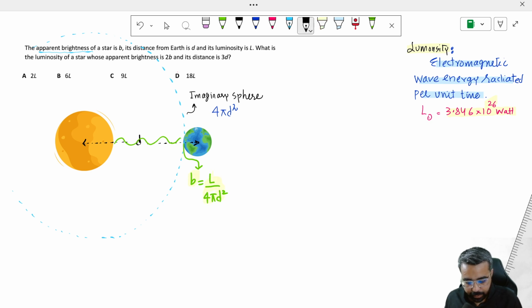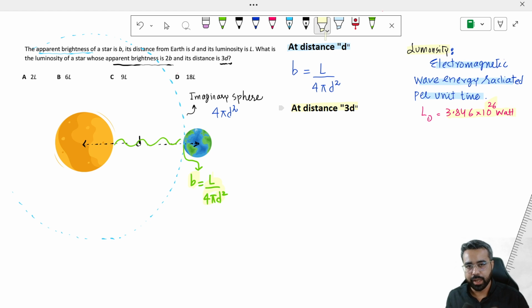They are asking: if the apparent brightness of another star is 2b and we increase the distance to 3d, what will be the luminosity of the star? So students, let's calculate. The apparent brightness at distance d is B equals L over 4 pi d square. Now at distance 3d, we know the brightness is 2b, so 2b equals L prime over 4 pi times 3d whole square.